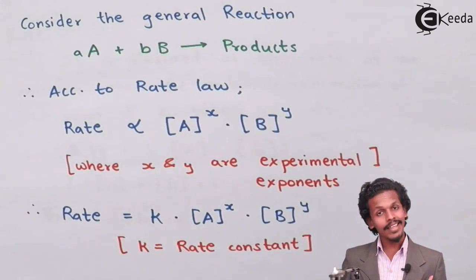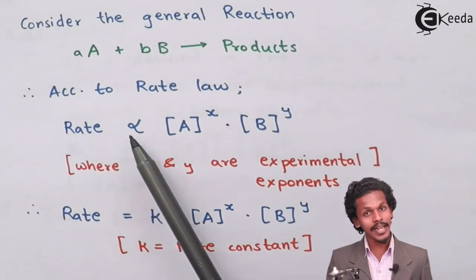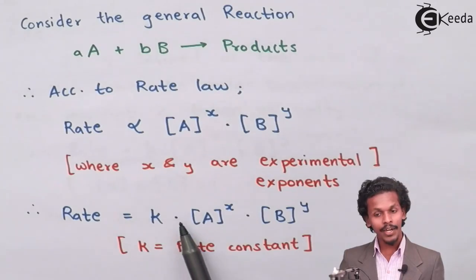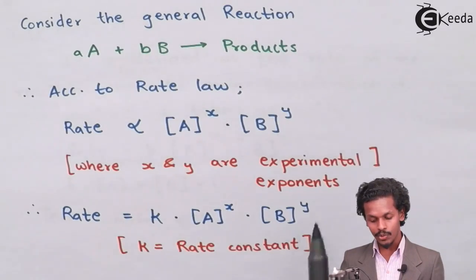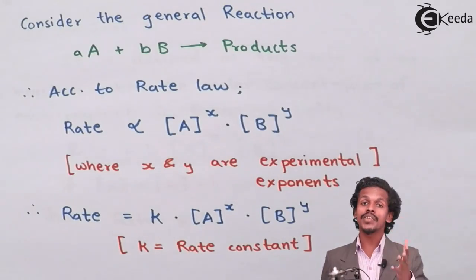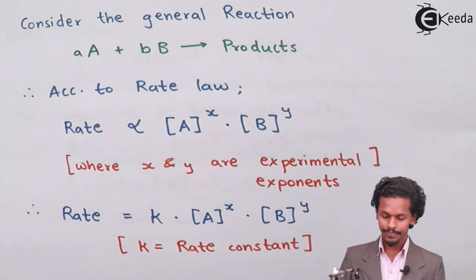Because there is a proportionality, we can equate this as rate is equal to k into A raised to x into B raised to y. And what is k actually? K is nothing but the rate constant. And what is rate constant? Let us see now.